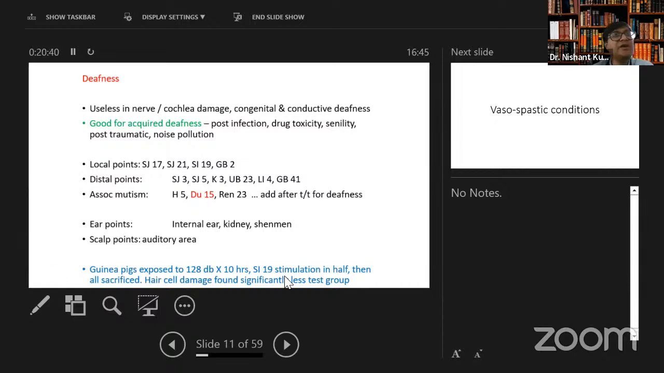So this was a study where guinea pigs are exposed to 128 decibels for 10 hours. ठीक है, हमारी कितनी टॉलरेंस होती है? ह्यूमन ईयर की कितनी टॉलरेंस होती है? म्यूजिक सिस्टम का भी फुल वॉल्यूम करके देखा है? Some of the music systems show the volume in decibels. 80 decibels. That is your music system blasting at full volume. Okay, so SI19 was stimulated in half and then all sacrificed. Hair cell damage was found significantly less in the treatment. Okay.